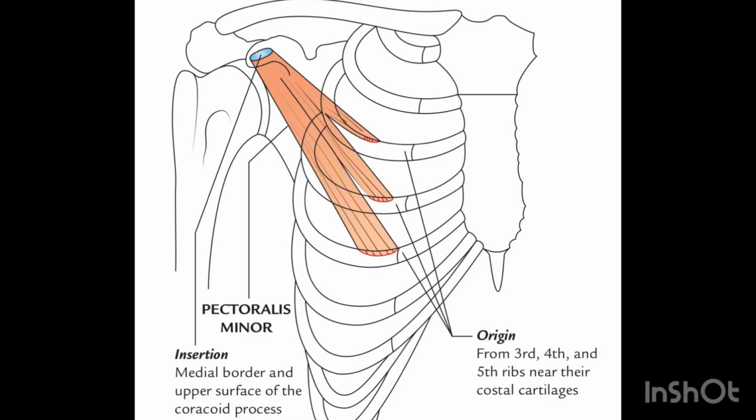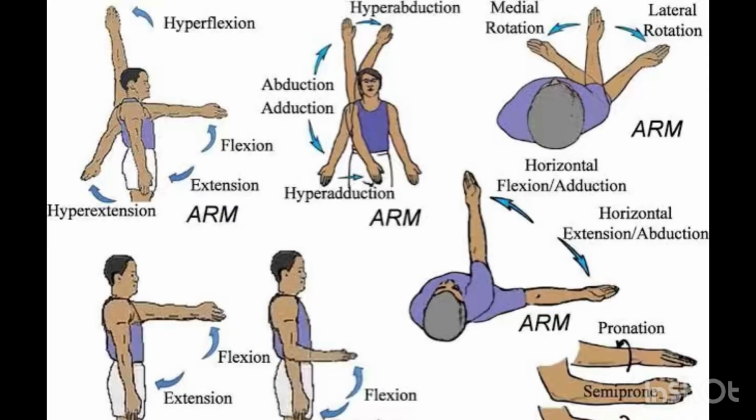So remember, the pec minor assists the serratus anterior in protraction, and the pec minor also assists in respiration, while the pec major does flexion, adduction, and medial rotation. You know it as FAM, just like family. FAM: flexion, adduction, and medial rotation. While the subclavius helps us to what? Anchor and depress the clavicle. So we have destroyed the muscles of the pectoral region.